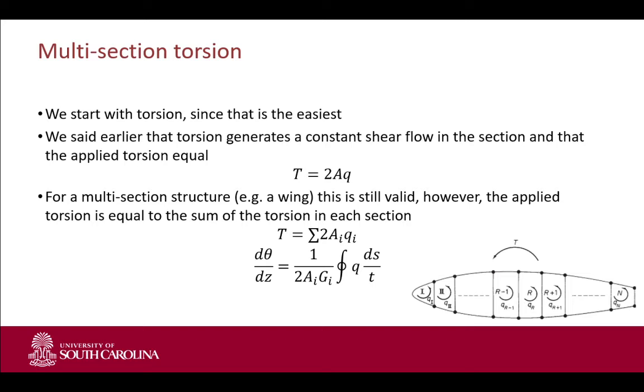And we also state that if the cross section is a multi-cell section that twists, the rate of twist of the individual cells must be equal, or at least equal to the adjacent cell. So that means that dθ/dz for cell 1 must be equal to dθ/dz of cell 2, which must be equal to the rate of twist dθ/dz of cell 3.